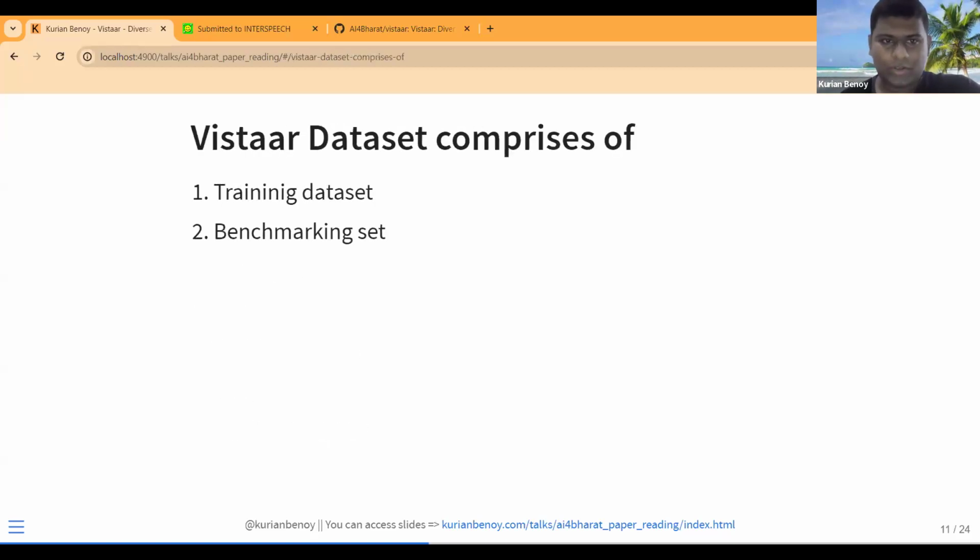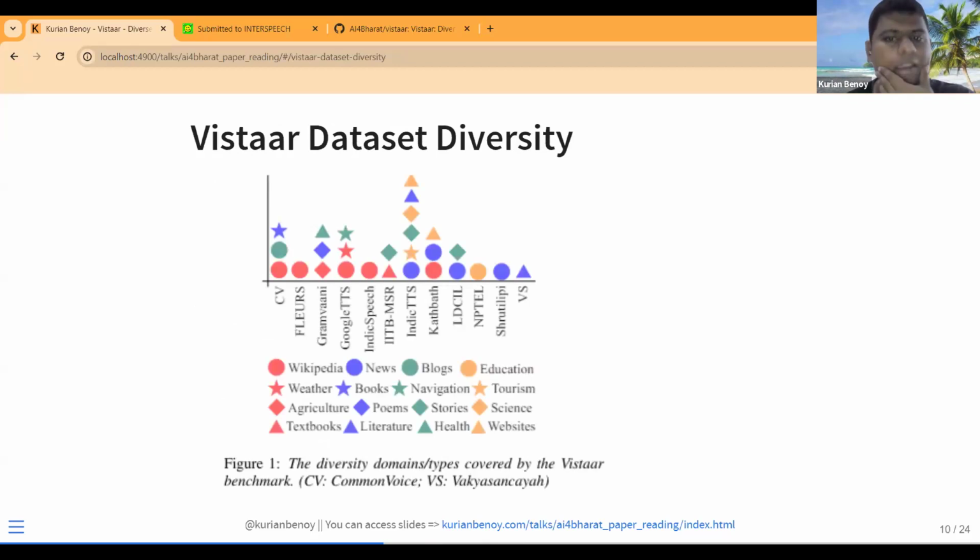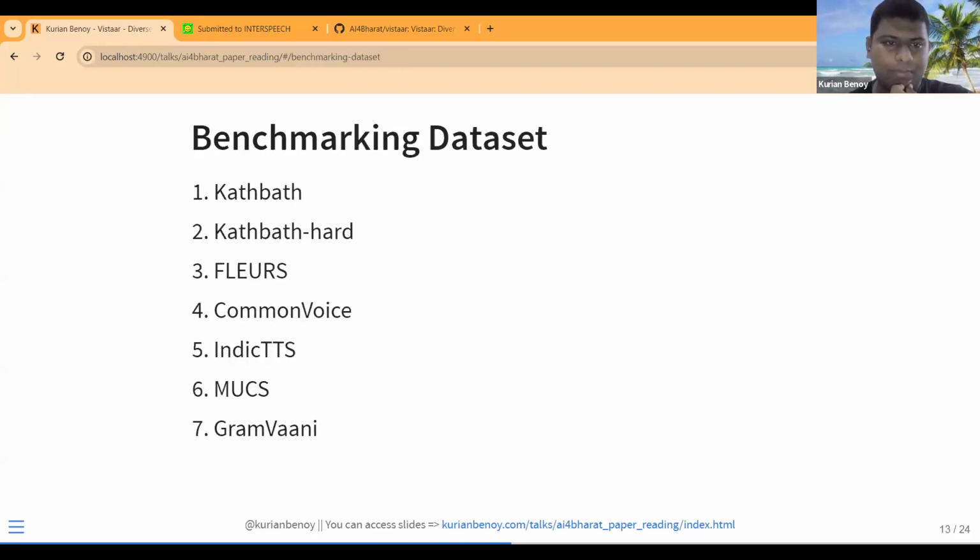And the benchmarking datasets, we saw them here too. They say they collected 7 for benchmarking. It consists of Kathbath and Kathbath Hard, which were collected by the wonderful Karya.in team, which was featured in Forbes recently for doing novel work. Then there is the Fleurs dataset, a common speech translation dataset from Google, if I understand correctly. Then there is Common Voice, which is from Mozilla. Then there are Indic TTS, MUCS, and Gramvaani. I have worked maybe with Fleurs and Common Voice. The other datasets I am relatively new to, so even I might have questions about them.